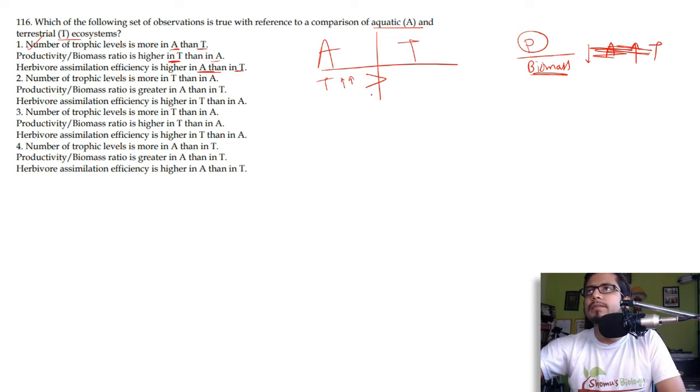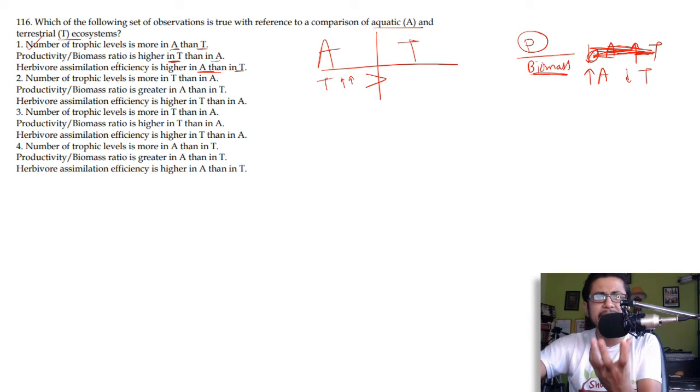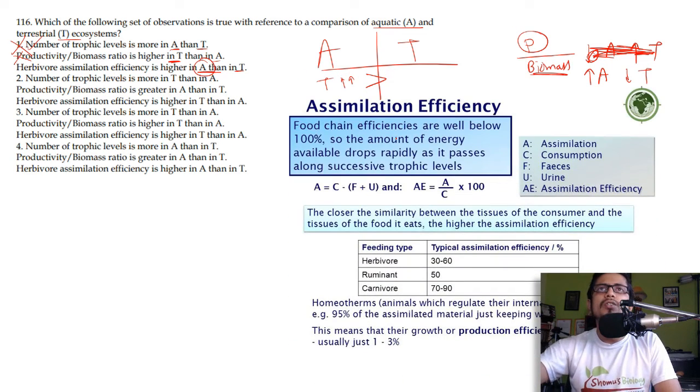Actually, sorry, I mentioned it wrong here. Because the productivity by biomass, if you look at the biomass of the different organisms living in the aquatic environment, it's phytoplankton, zooplankton. So think about them. The biomass is very less, very less weight, but the productivity compared to that is very high. So the productivity by biomass ratio is very high for aquatic but very low for terrestrial. So statement number 2 is wrong for option 1.